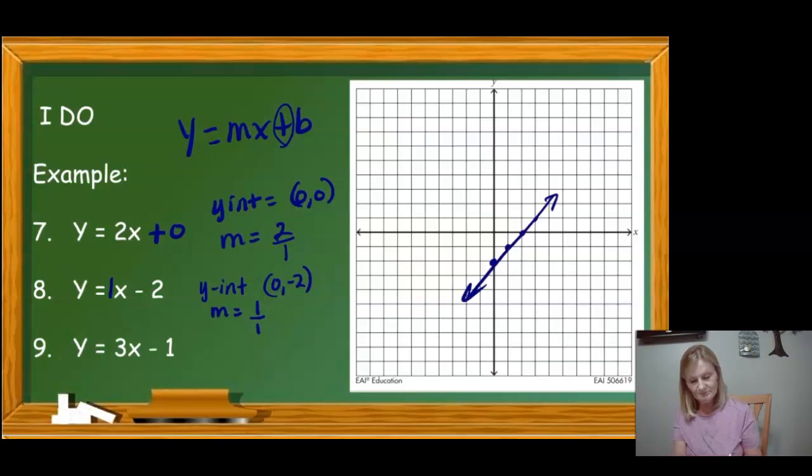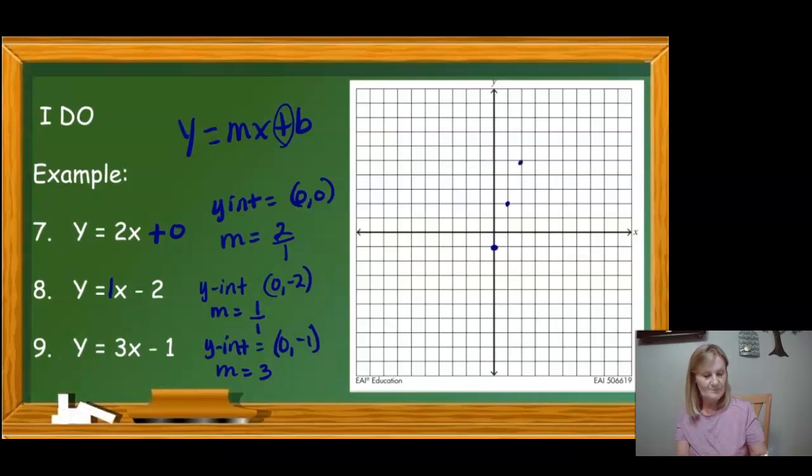Okay, next one. The y-intercept here is going to equal negative 1, and your slope is 3. So again, let's do a quick graph. (0, -1), slope of 3. Up 1, 2, 3, right 1. Up 2, 3, right 1. Okay? And then draw your line. Again, use your straightedge and get it as close as you can. Pretty easy, I think.